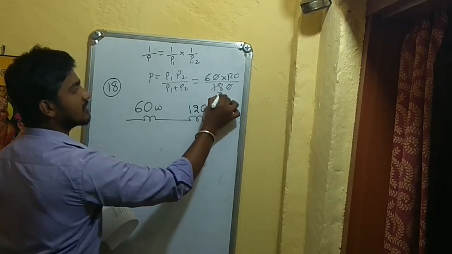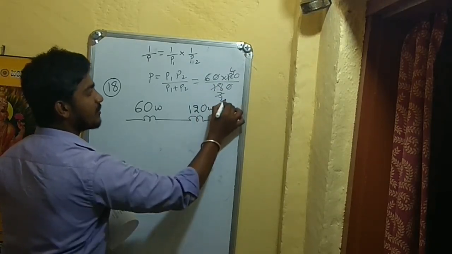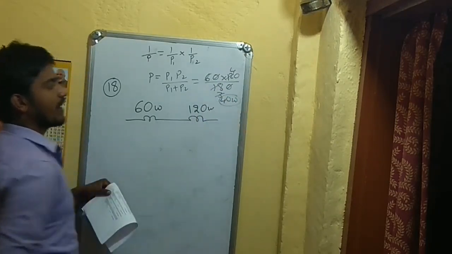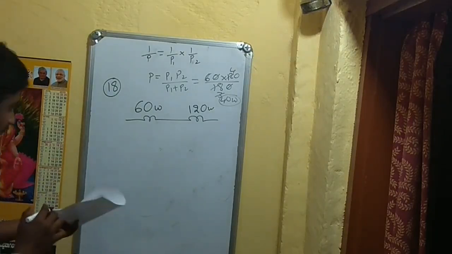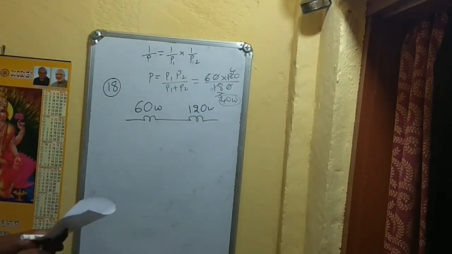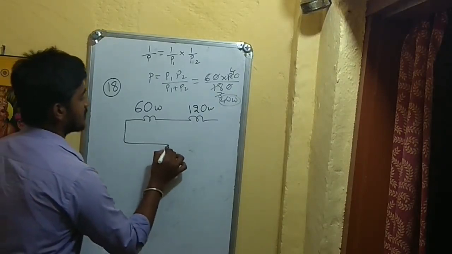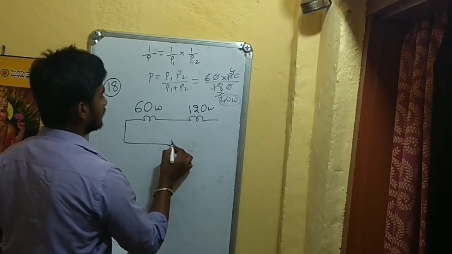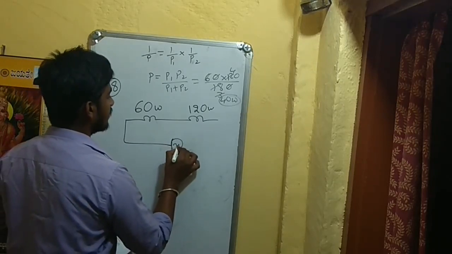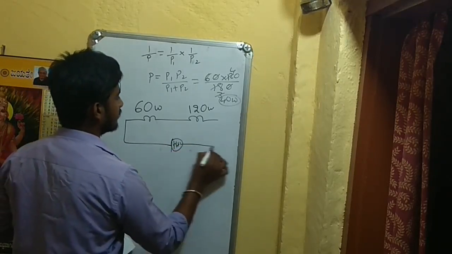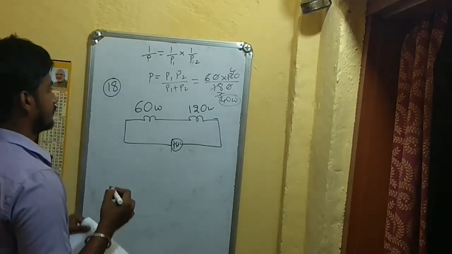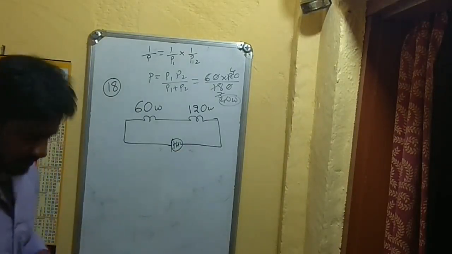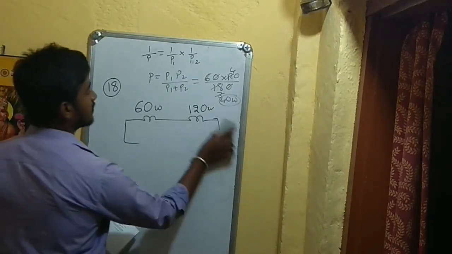Next, P will be 60 into 120 divided by 180. Means 6 ones are 6, 6 threes are 18, 6 twos are 12. Answer will be 40 watt. Don't go for the basic method, because the ratings are not given.